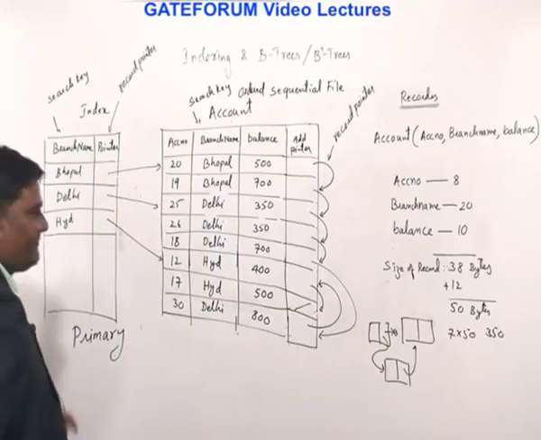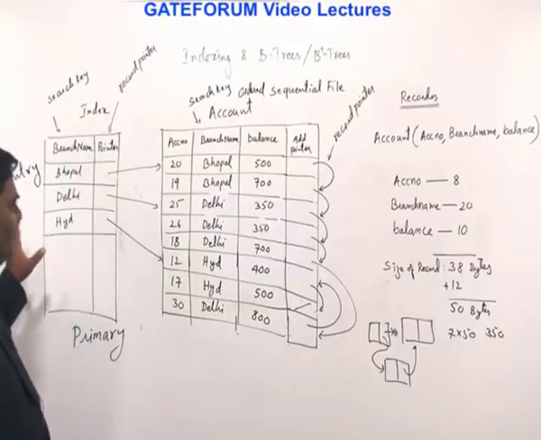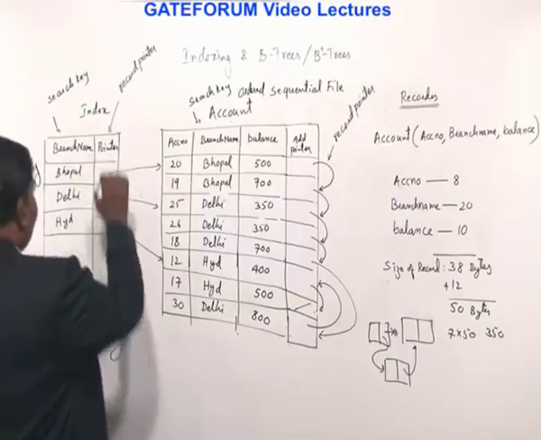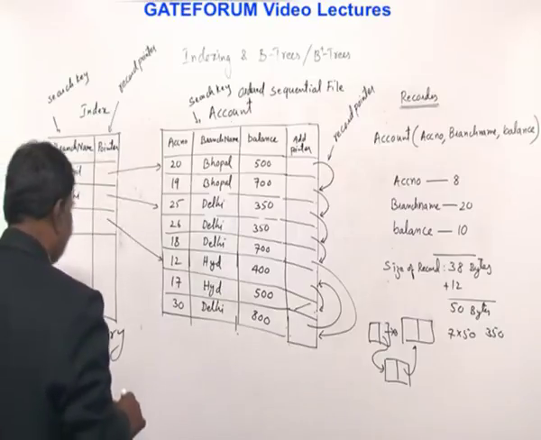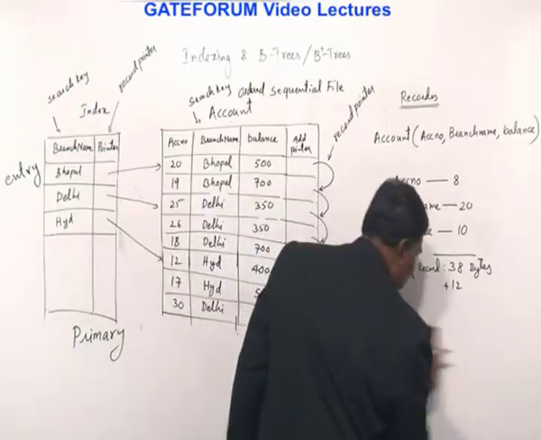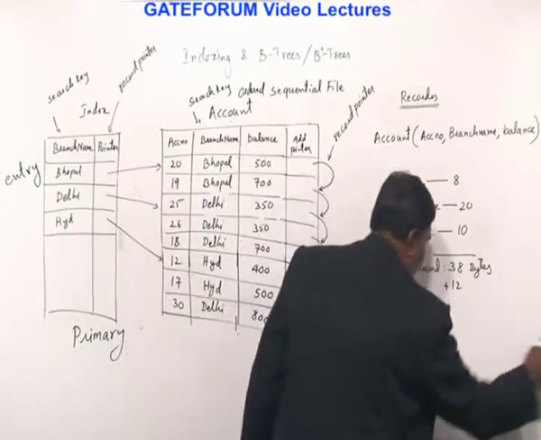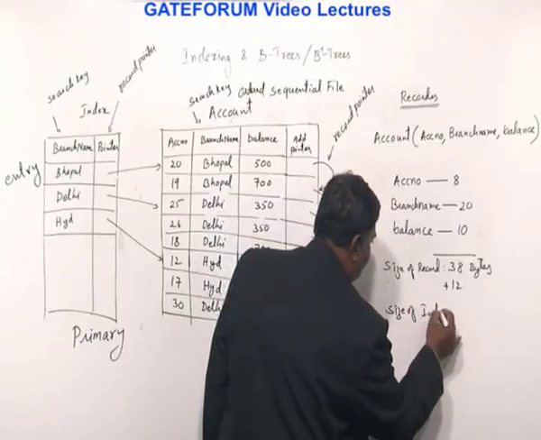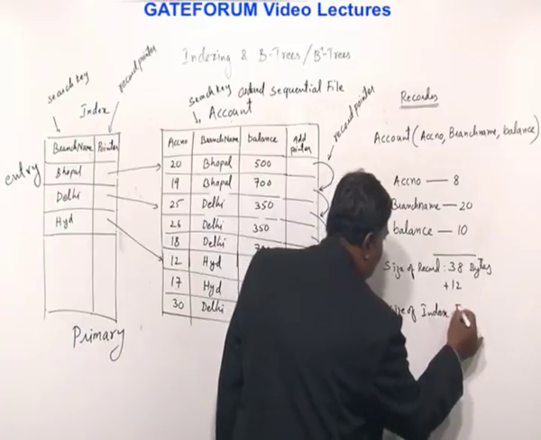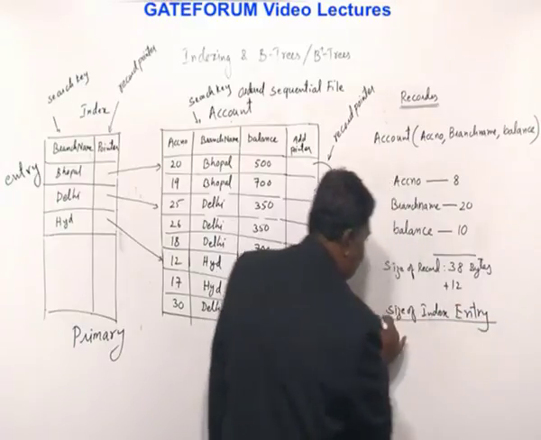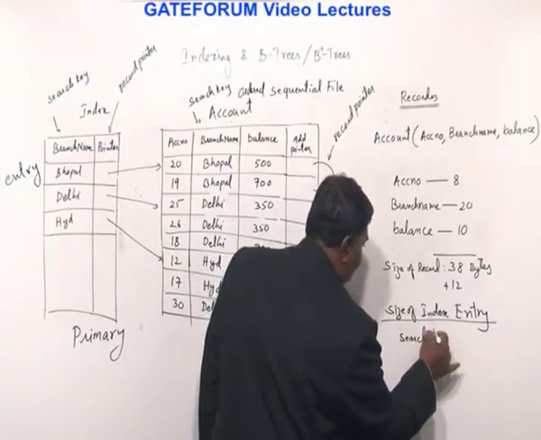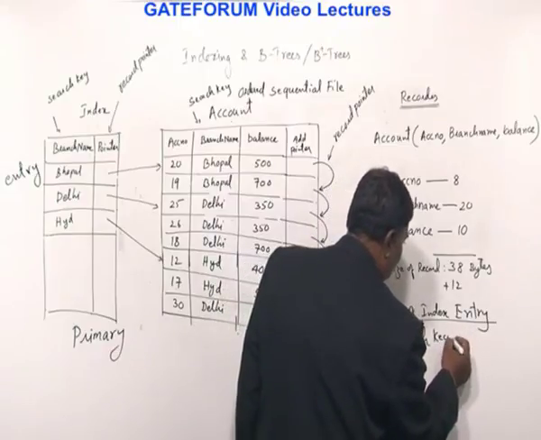Now, next question here. We can talk about the index, and we see what questions can be framed from there. See, what is the size of the index entry? So what are the things it has? Search key. How much was the search key?